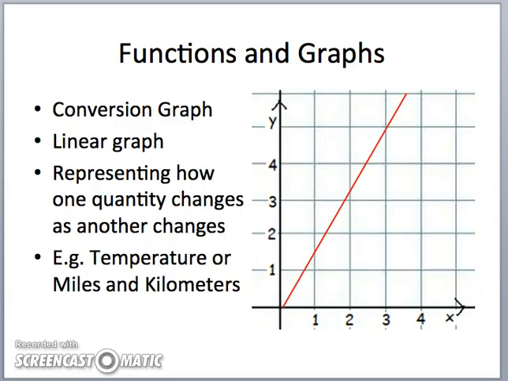We can use graphs to do conversions. These are called conversion graphs. It shows how one quantity changes with another quantity. So that could be miles along one axis and kilometers up another. It could be temperature between centigrade and Fahrenheit. You might get a currency conversion chart showing you changes in pounds and dollars or pounds and euros, things like that.